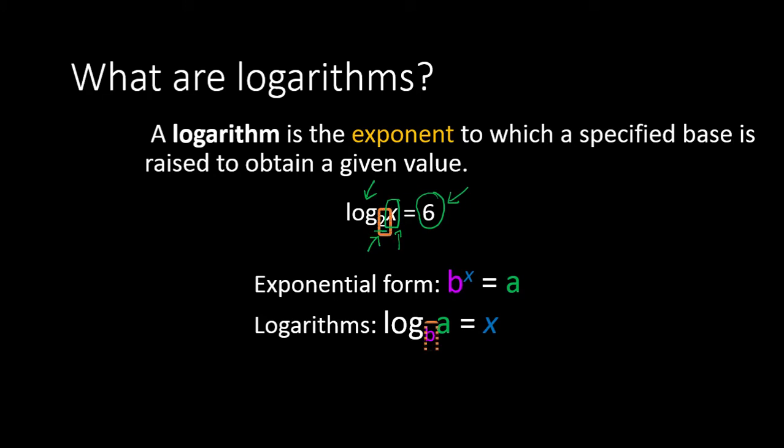So 2 becomes our base, 6 is our exponent, and x is just our value. Sometimes I call x, this number, the result. It doesn't have a proper name. So again, 2 is our base, 6 is our exponent, and we'll call x, this number, the result.